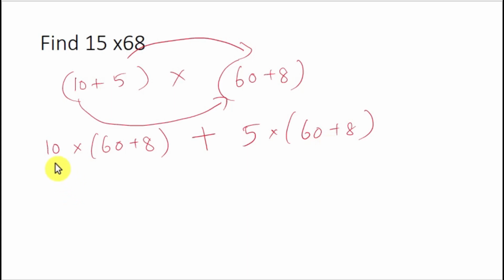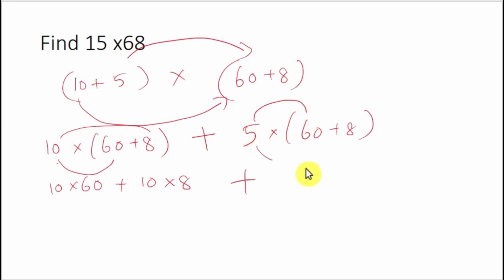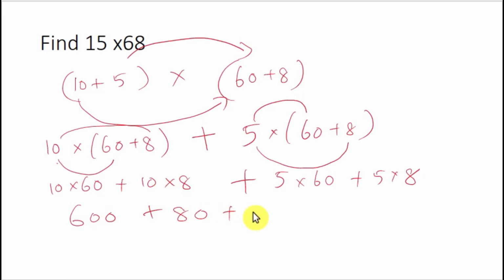Understood? So using the distributive property, here 10 into 60 plus 10 into 8, plus 5 into 60 plus 5 into 8. So here 600 plus 80, plus 300, plus 8 5s are 40. So total 1020. Easy calculation using the property.